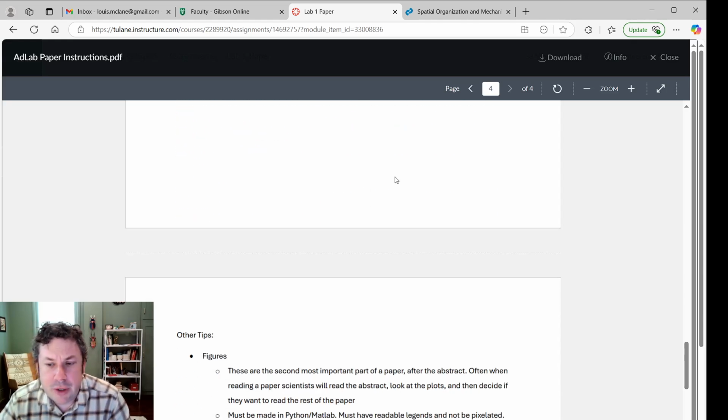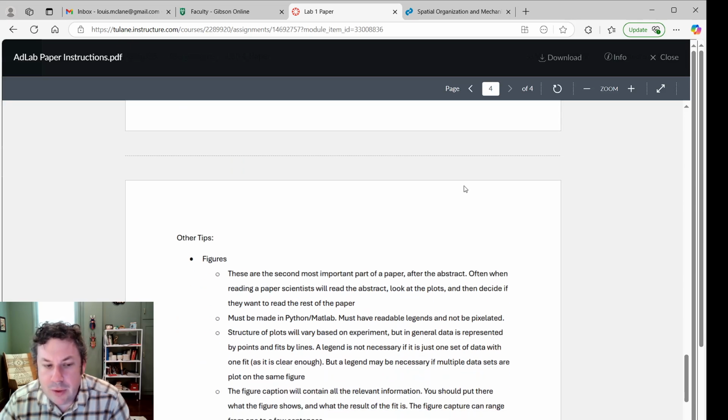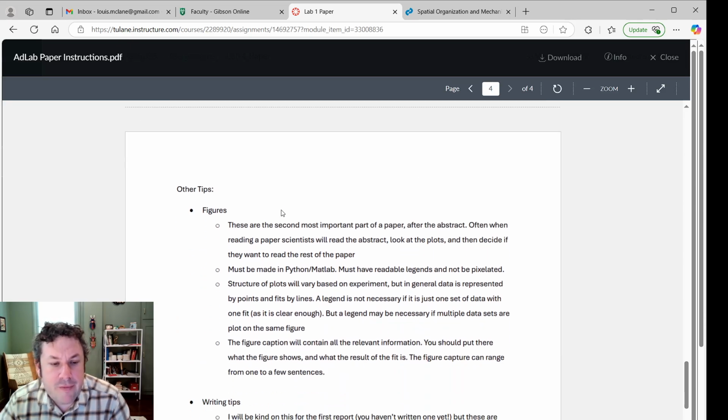Here are some other tips and tricks, things I think are important. Basically, figures and writing. Figures are the second most important part of the paper behind the abstract. Often when people are reading scientific papers, they read the abstract. If that looks interesting enough, then they'll go through and look at the figures and read all the figure captions. And that might be the only thing they read about the paper, even if they think it's kind of interesting and it's kind of good work.